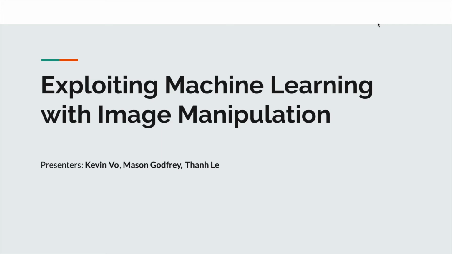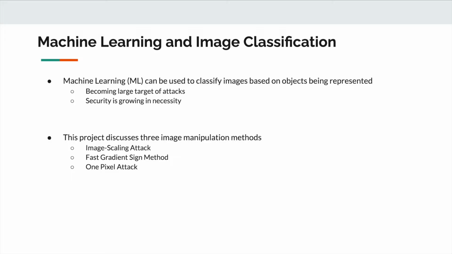With me is Mason Godfrey and Thanh, and we'll be talking about exploiting machine learning with image manipulation. So the goal of our presentation is to discuss the threats to machine learning models that have been trained to classify images. To start off, with the popularity of image classifiers and machine learning itself, it has become a larger target for attackers, which generates a growing necessity to secure the integrity of its predictions.